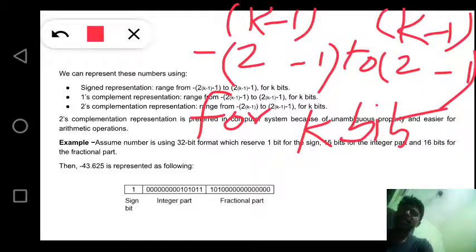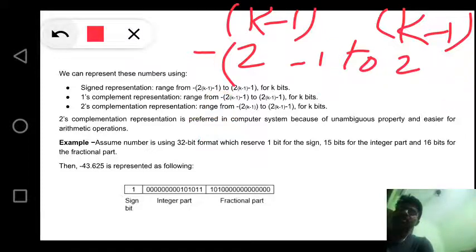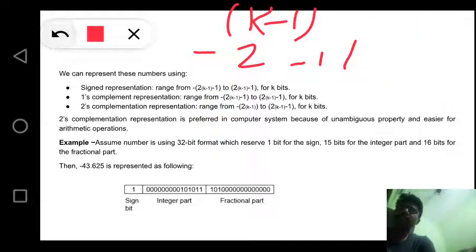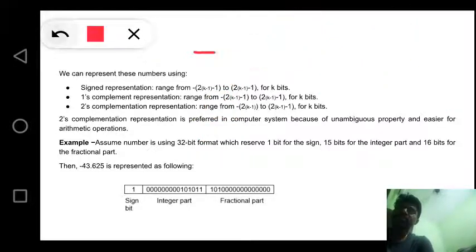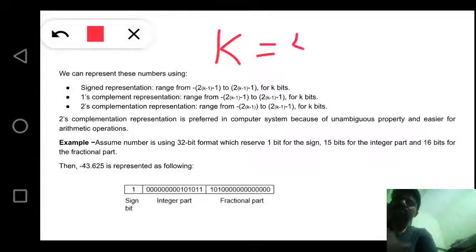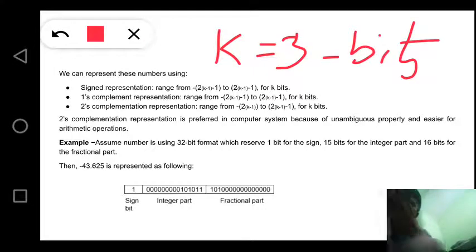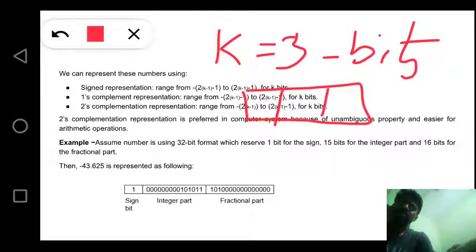Let's take a simple example. Before understanding this formula, let's apply the k value to a simple value. Let's assume k is equal to 3. K equal to 3 means, what do you understand? There are 3 bits in the memory, and in the 3 bits you can store the minimum value 0 and maximum value is 1.